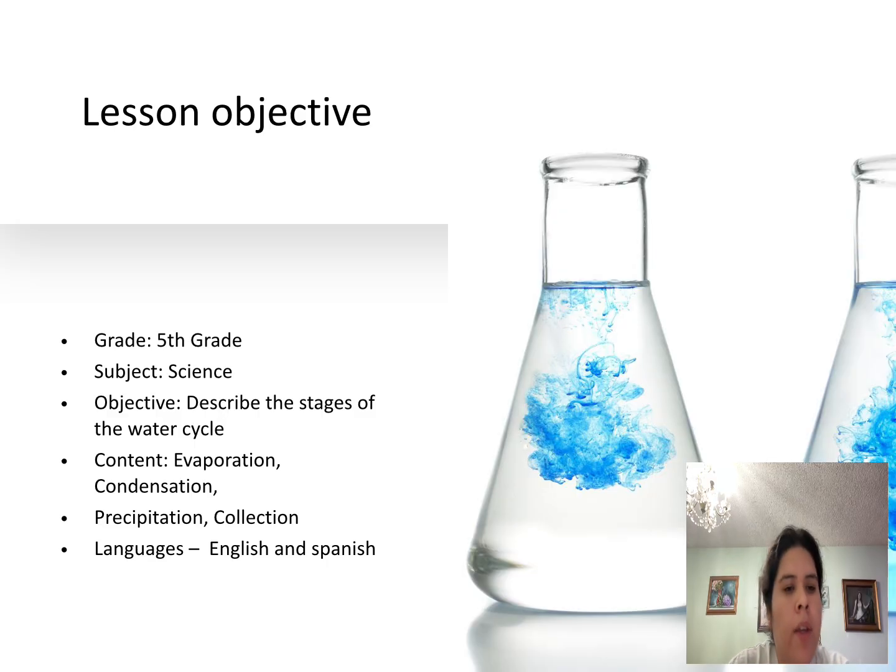So the lesson objective is designed for fifth grade. The subject is science. The objective is for students to describe the stages of the water cycle, including evaporation, condensation, precipitation, and collection. English and Spanish are the instructional languages, but Spanish and other home languages are used to support comprehension and discussion. So whether we use both languages, the students will understand this.